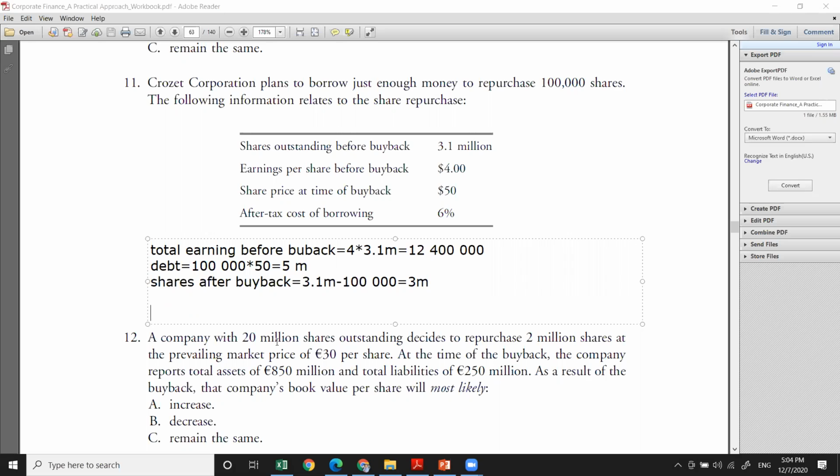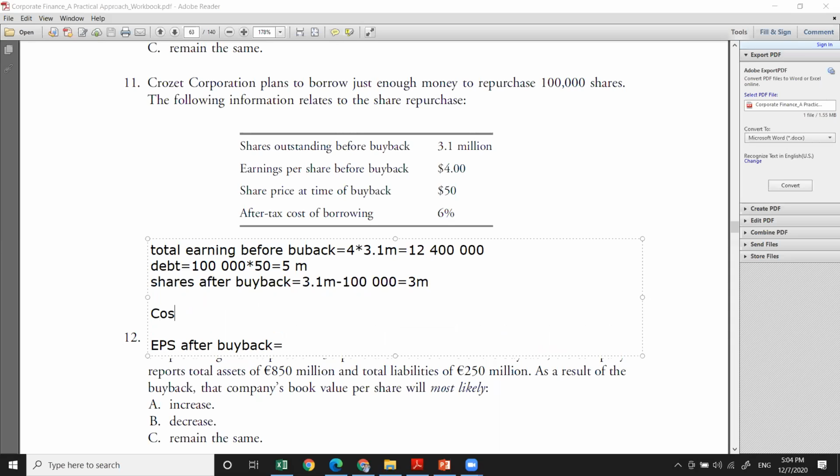And of course, to calculate the EPS, earnings per share, after buyback, with the interest cost. One thing I forgot to estimate in here, I need to estimate the interest cost as well, because interest cost is involved. The cost of borrowing is 6% of 5 million, which is 300,000.